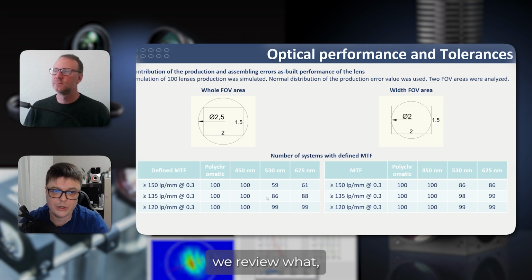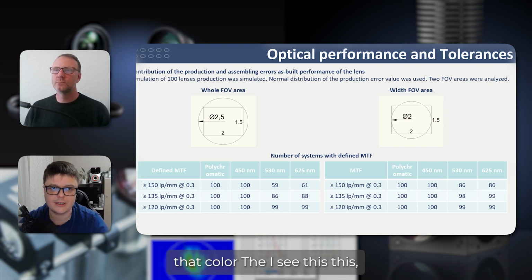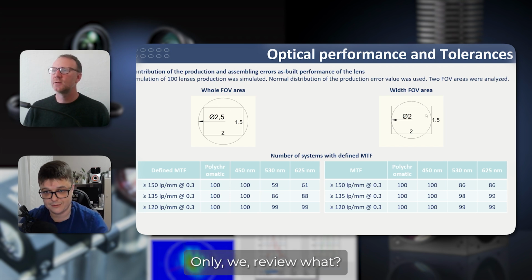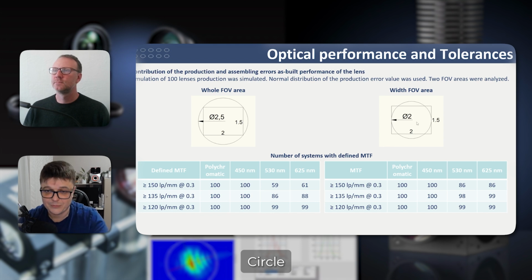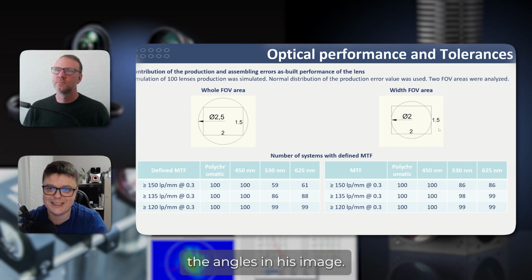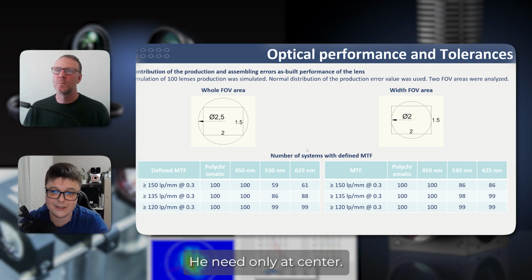On the left side, we reviewed the whole field of view area. This means that we reviewed a circle that covered the whole sensor. This one is for this field of view, larger than the sensor. On the right, we reviewed only a circle with diameter equal to the sensor width, and the client did not need the angles in his image. He needed only the center, and this is why this was not a problem.